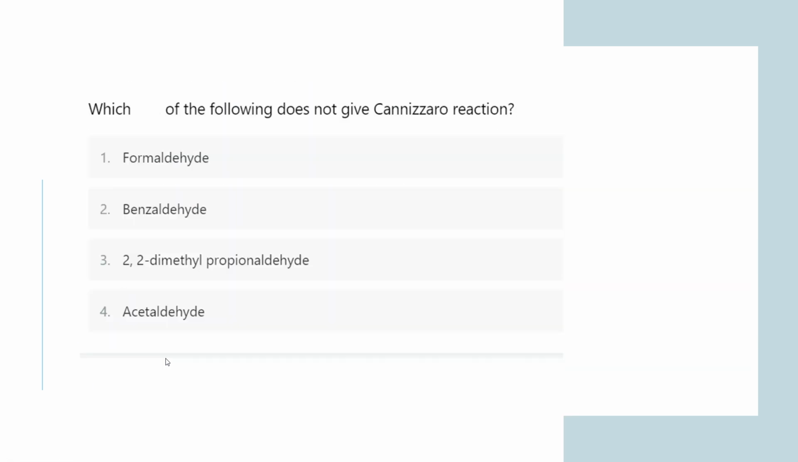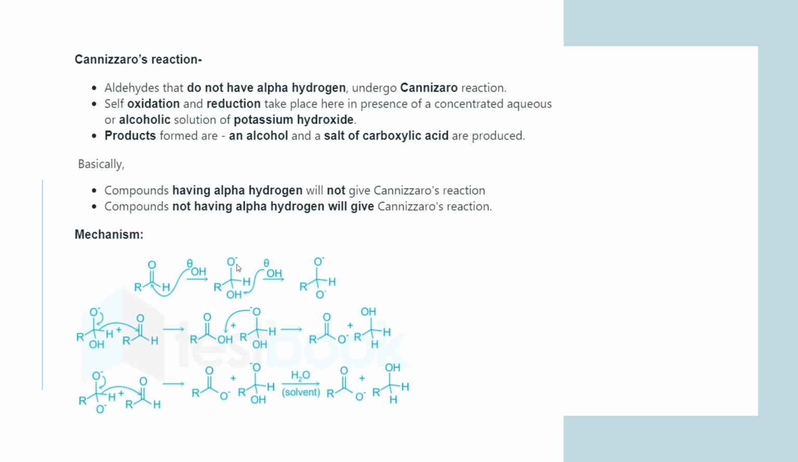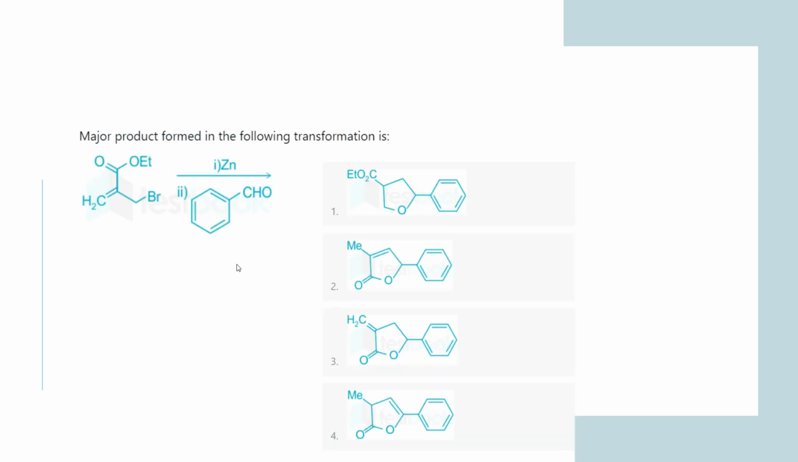Okay, so the correct answer from these four options will be option 4, because formaldehyde, benzaldehyde, and 2,2-dimethyl propionaldehyde, all these three are not containing an alpha proton. So these will give you Cannizzaro reaction. Okay, and option 4, which is containing an alpha proton, in turn undergoes aldol condensation in presence of the similar reaction conditions. Okay, with that let us move to the next question.